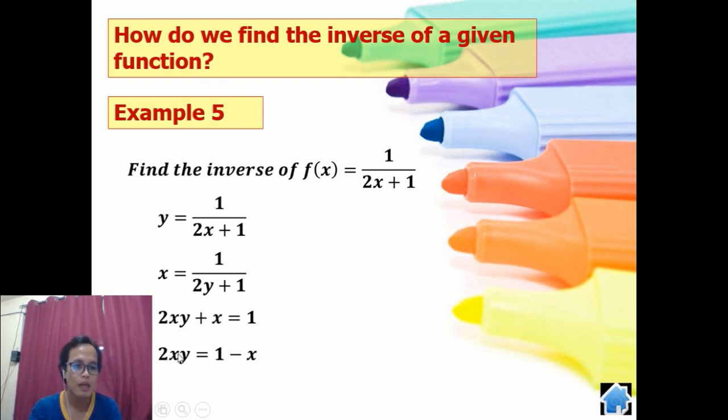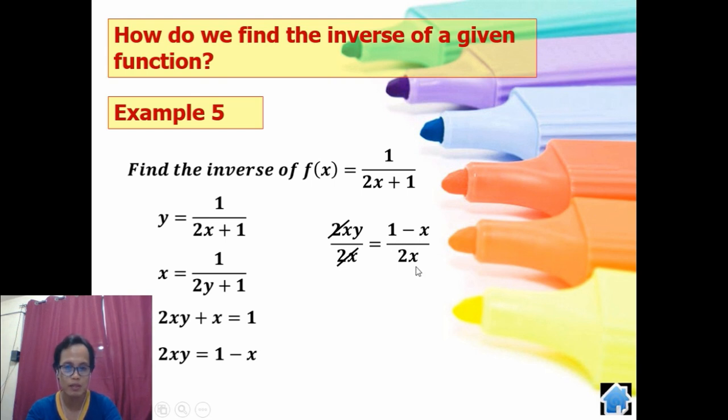Aron matangtang ni ang atong 2x diri, aron y na lang mabilin, we need to divide both sides of the equation by 2x. So by this time, we can cancel out the 2x. So what remains here is y equals 1 minus x over 2x. Karon, write y, f inverse of x equals 1 minus x over 2x.